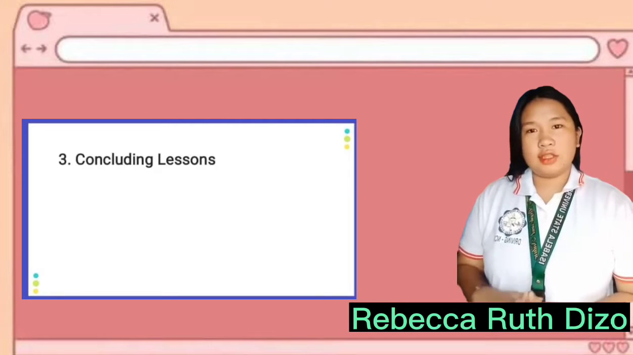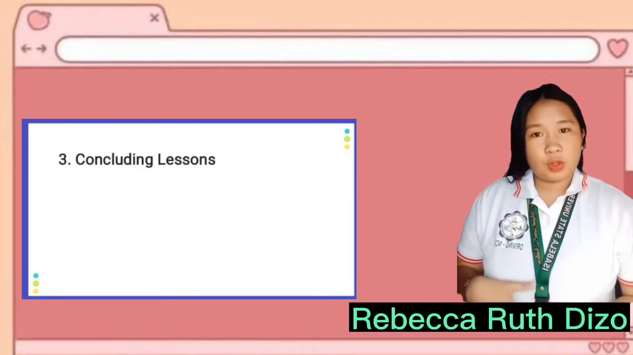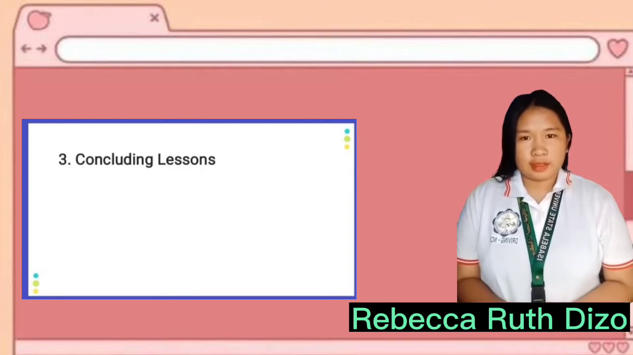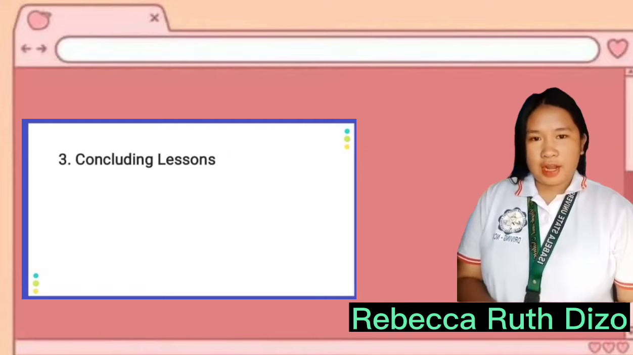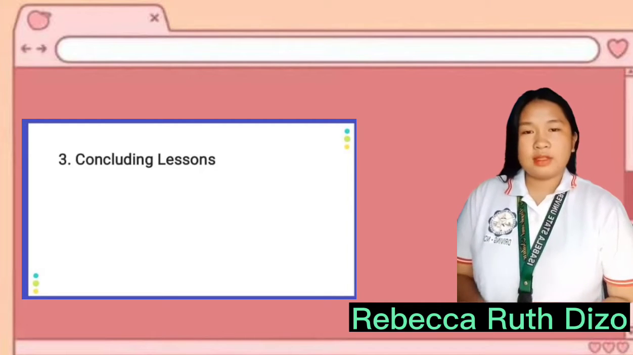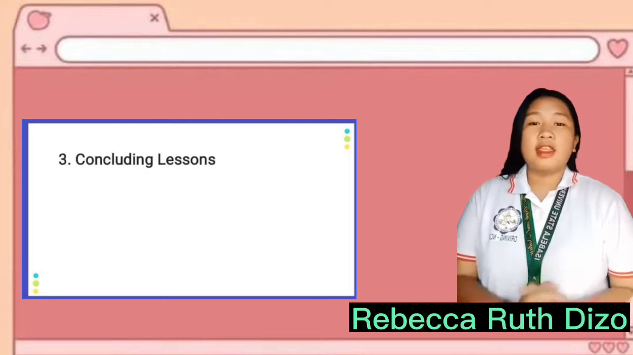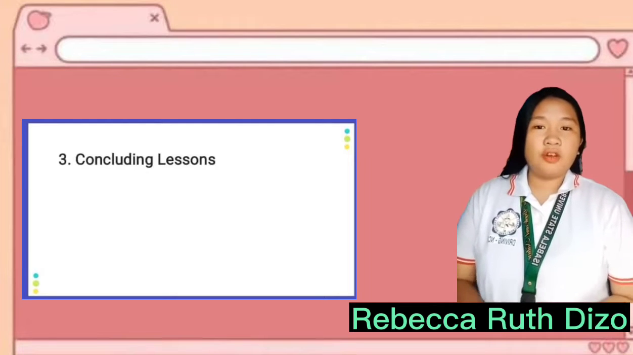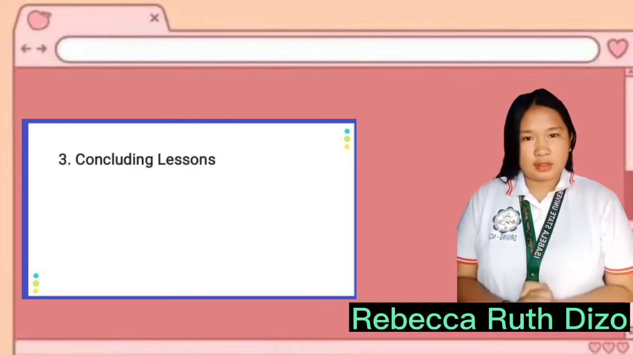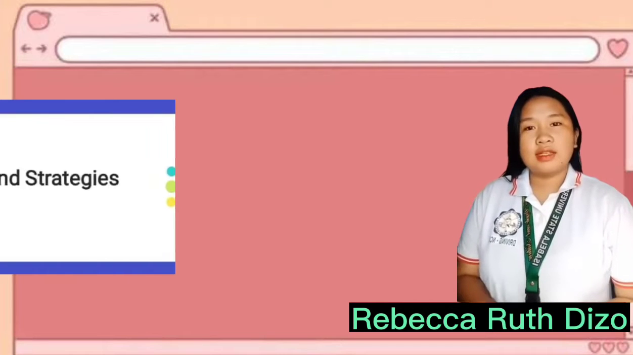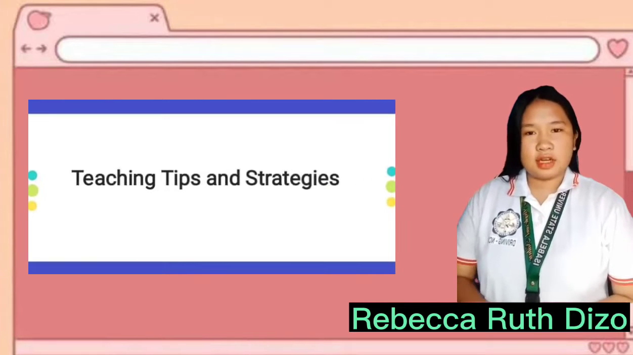Concluding lesson. Let students know when the lesson is about to end, preferably 5 or 10 minutes beforehand. Go over assignments with students to gauge their understanding and offer pointers on how to prepare for the next lesson. Next, I will discuss the teaching tips and strategies.